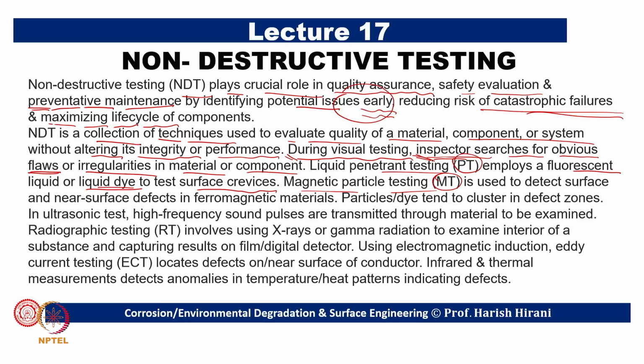While coming to magnetic particle testing, instead of the liquid dye or fluorescent liquid, we use iron particles. This technique can be utilized only for ferromagnetic materials, not for other materials. In magnetic particle testing, we detect surface and near-surface defects in ferromagnetic materials. So, in liquid testing we look at only the surface, while in MT, or magnetic particle testing, we can also look at subsurface cracks.